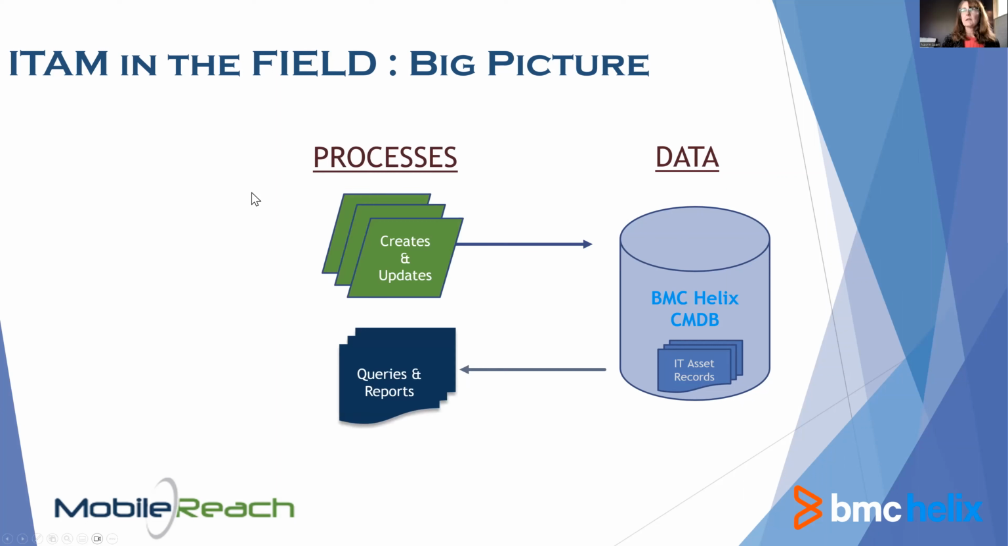So we'll jump to the second part, which is the processes. In order to keep your CMDB up to date with the most accurate information reflecting your actual environment, you need to have processes in place to make updates to your CMDB. Those processes take the form of either creating an asset record for a new asset you want to start tracking, or updating an asset record when a piece of information about that asset is changing. You need a process in place to make that update.